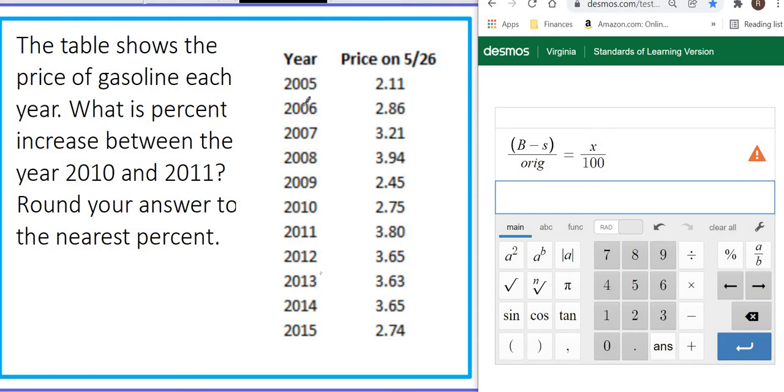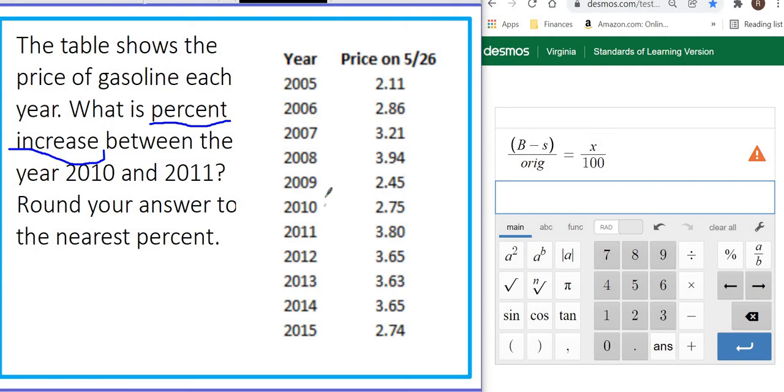Here it's saying there's a table. So these are years and these are prices. So these are the numbers that we're going to be working with, but these years tell us which ones we're going to choose. So it says the table shows the price of gasoline each year. What is the percent increase? So that means we're using this formula over here that I've typed in Desmos.